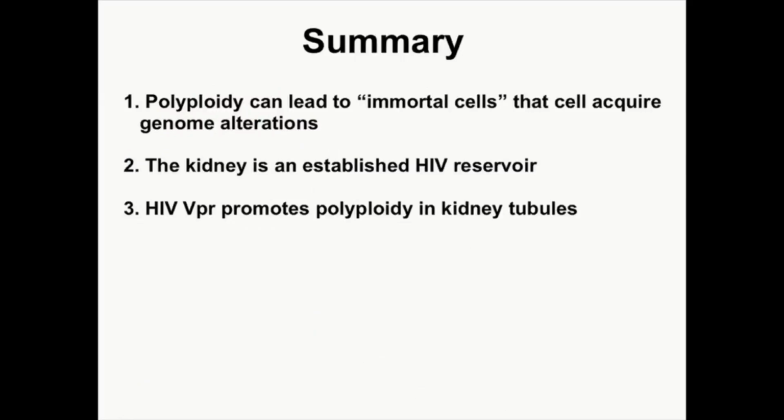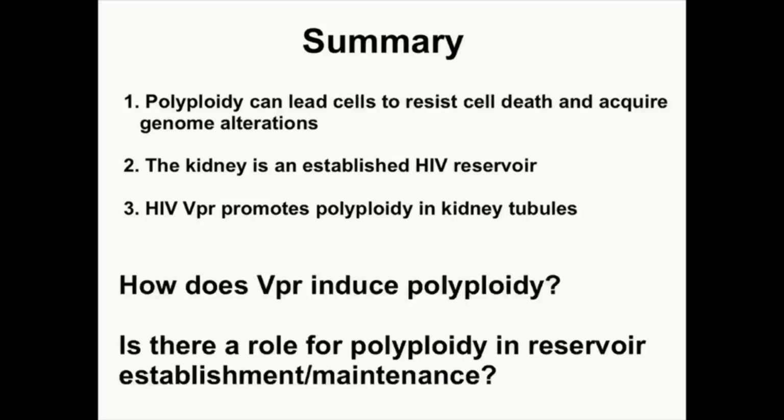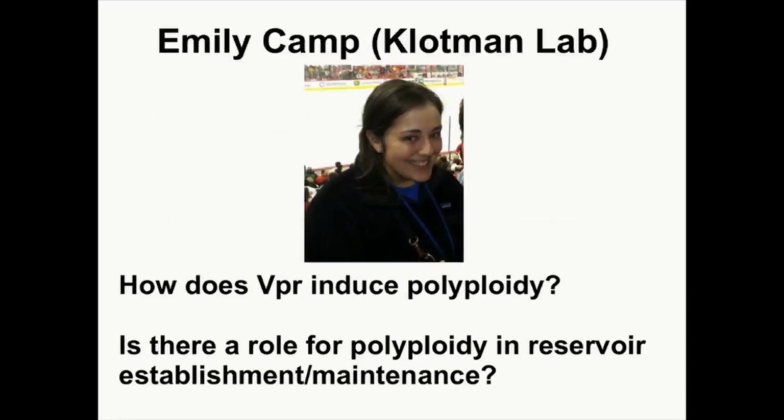We knew that polyploidy can lead to these immortal cells that acquire genome alterations. The kidney is an important HIV reservoir, and VPR is promoting polyploidy in these tubules. So we're really interested in investigating more, and particularly trying to understand how VPR is promoting polyploidy in the kidney. And the most exciting interpretation of this is maybe polyploidy is actively promoting reservoir establishment or maintenance in this organ. And so the person who's really taking on this project, whose data I'll show you next, is a graduate student in Mary's lab, Emily Kam.